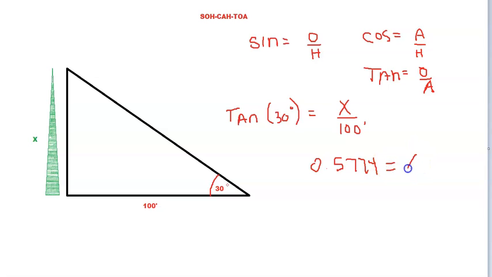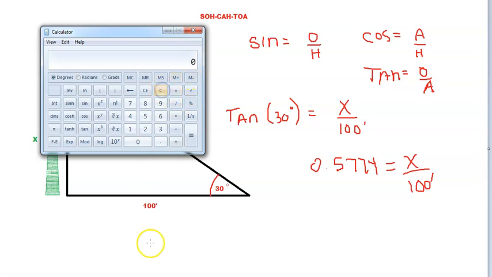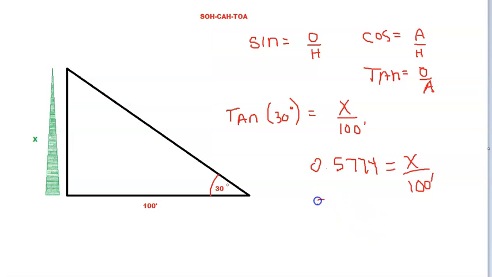0.5774 is equal to x over 100. Okay, we know how to solve this equation, right? If we want to isolate x, we need to get rid of this divide by 100, so we're going to multiply both sides by 100. So we'd have 0.5774 times 100 equals 57.74 equals x. So we know x over here is 57.74 feet.